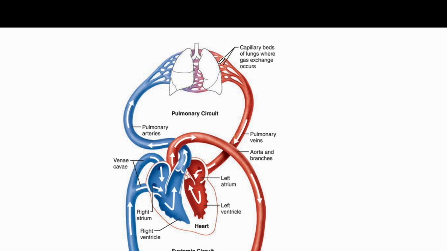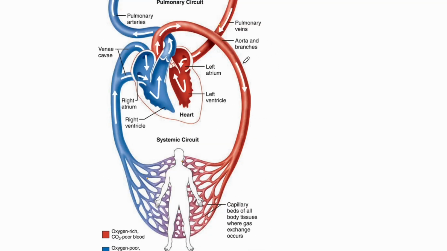Then oxygenated blood leaves the pulmonary veins into the left atrium, through the mitral valve, into the left ventricle, through the aortic valve, enters the aorta and its branches. From here, oxygenated blood gets distributed to the entire body.